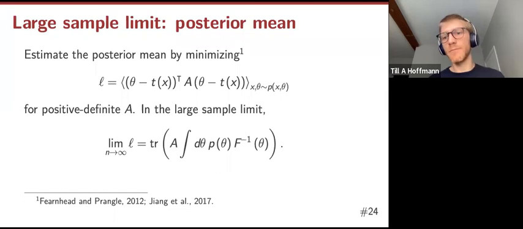Now, in the large sample limit, if the posterior becomes multivariate normal, we can do this integral in closed form. And the limiting loss function is the trace of the product of the scaling matrix that we picked and the expected covariance, the expected inverse Fisher information. Now, if A is the identity or some scalar multiple of the identity, then because of the properties of the trace, what we're really doing here is minimizing the sum of the eigenvalues of the inverse Fisher information.